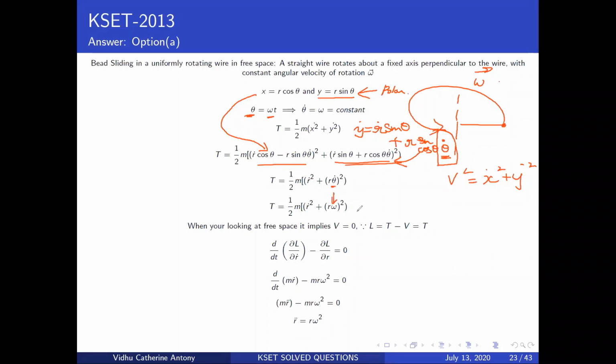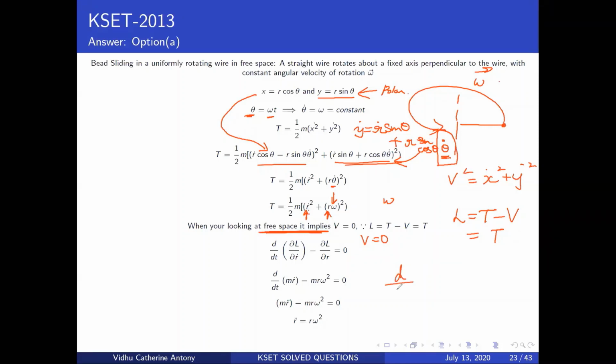Okay, then you get your T is equal to, what is your theta dot? Theta dot is omega. It is a constant. So what are the only variables that you have here? You have the r terms that are variables, right? So now when you're looking at a force-free space, basically your V naught is equal to 0. So what is your Lagrangian? Lagrangian is the kinetic energy minus the potential energy. So what you end up getting is the kinetic energy.